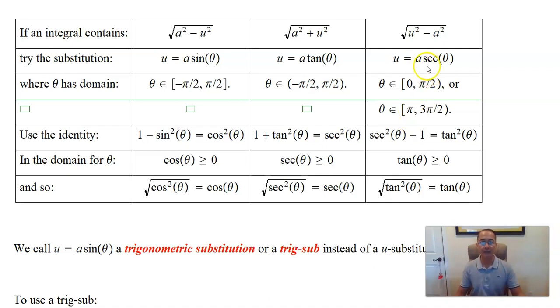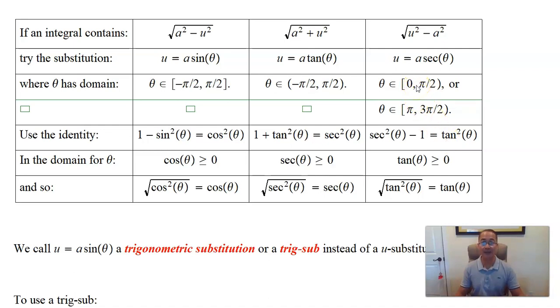Okay, so if u is a times secant theta, then u squared will be a squared secant squared theta. Again, the a squared factors out, and you take the square root, a goes out. You're left with secant squared minus 1. What you remember is 1 plus tangent squared is secant squared. So therefore, secant squared minus 1 is tangent squared. So that is why we do these two restrictions.